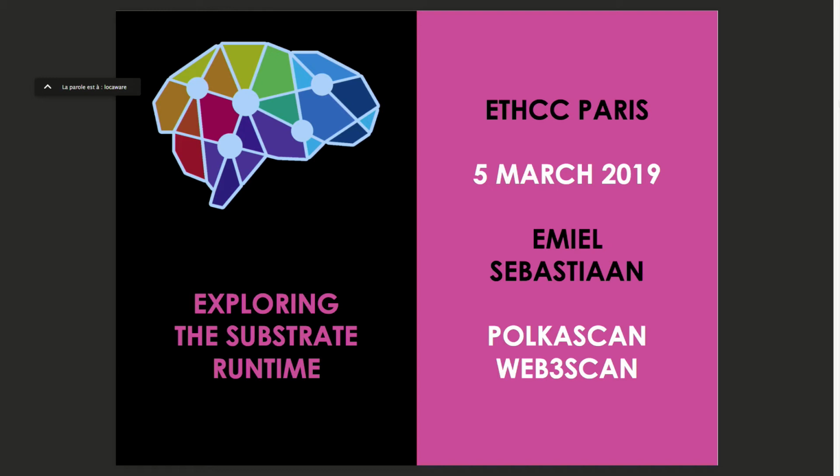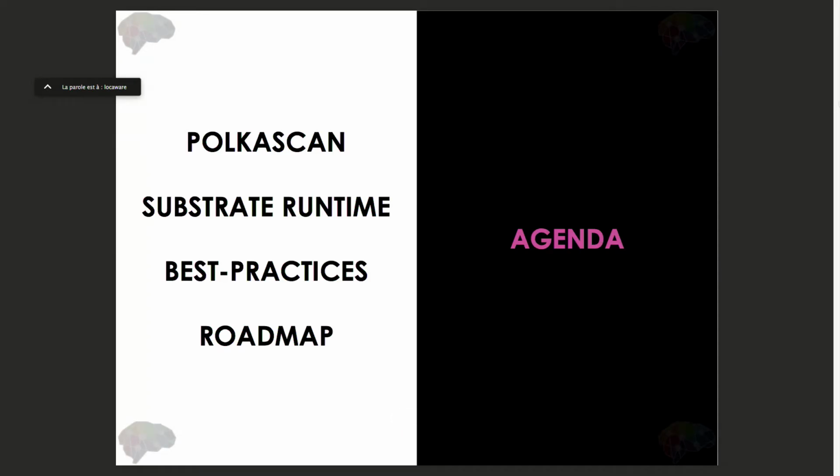So I'm going to talk about Polka, which is a block explorer for Substrate. And I'm going to go into some specifics that are particular to Polka. So first of all, I'm going to start with a bit about what Polka is and what it does.